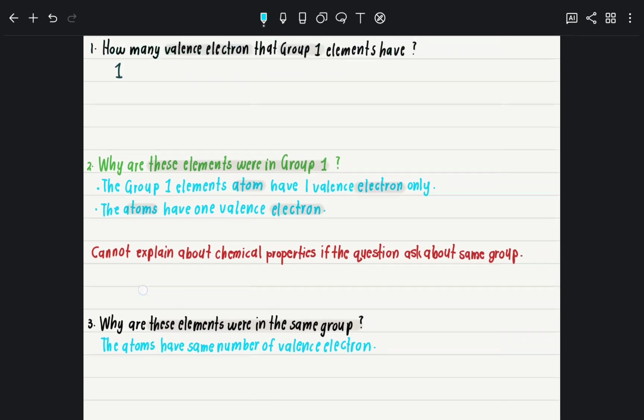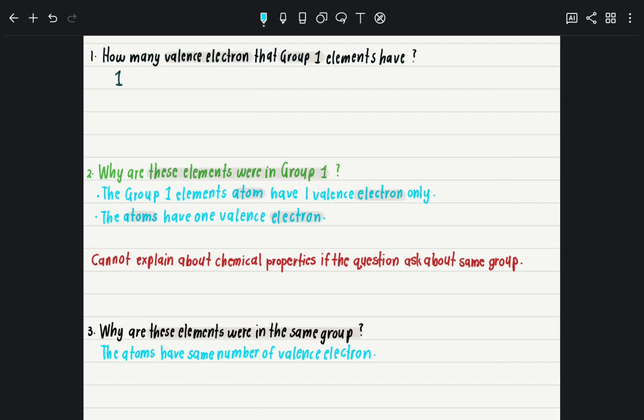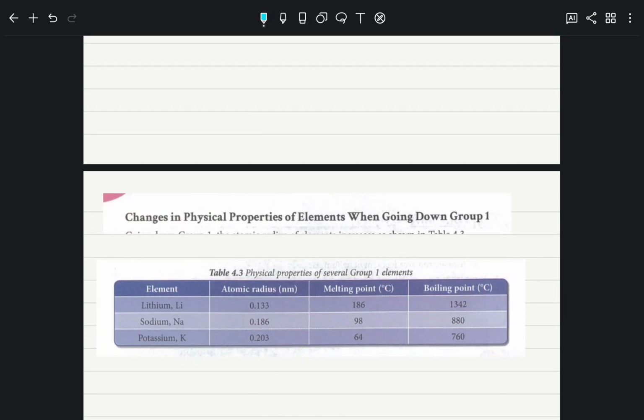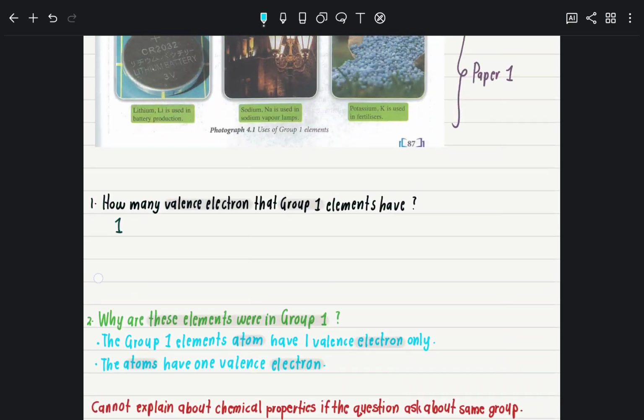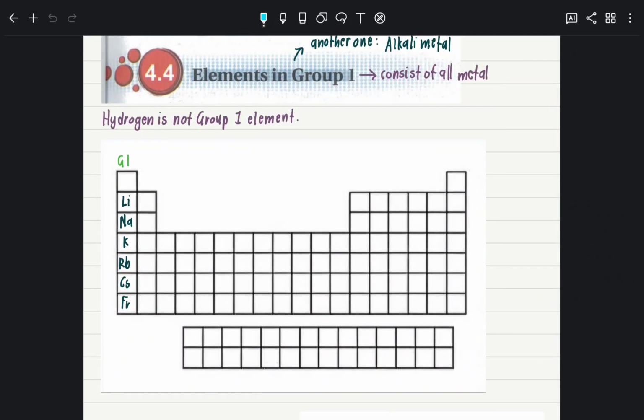Okay, this is how you should answer these questions. So I don't want to make my video longer, because then you will tend to sleep, you didn't watch the video, and some complain boring. Okay, so tak apa, I just end my video here. I will meet you in the next video with this part, changes in physical properties of elements when going down group 1. Okay, so that's all for my video this time. I will meet you in the next video. Bye.